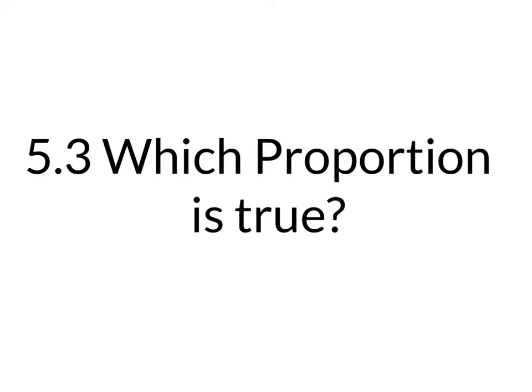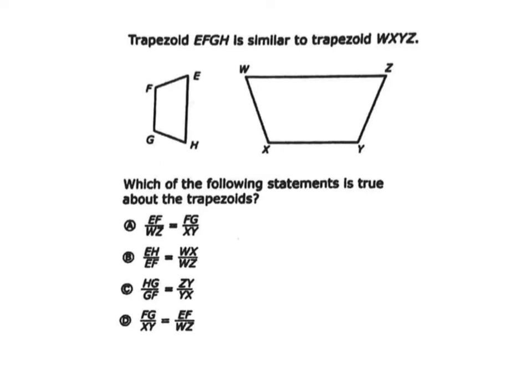Today we're going to talk about how to find which proportion is true. So we have learned every time we're given similar shapes, we need to color code first to help organize our information. So we always start with the letters that are given in the problem.